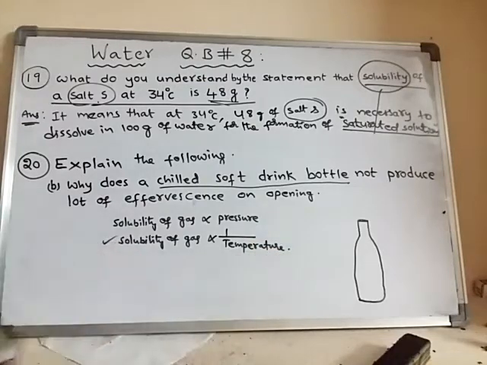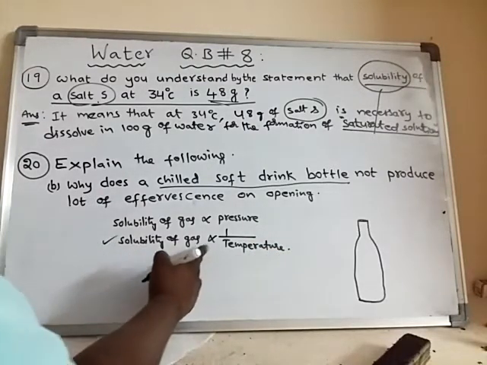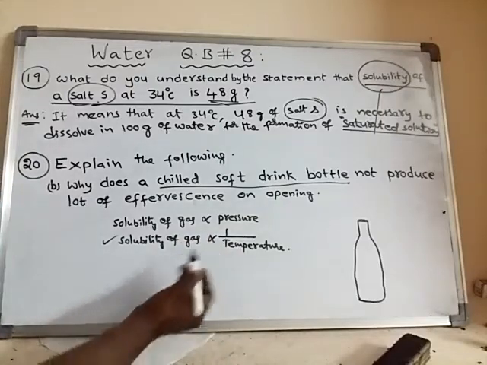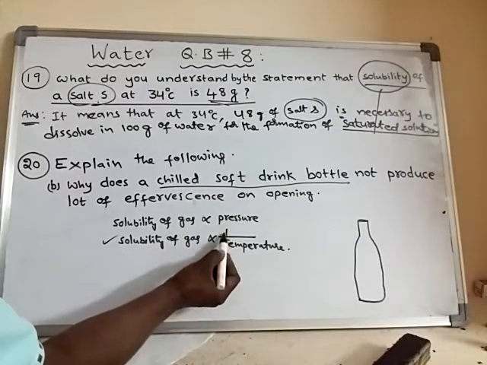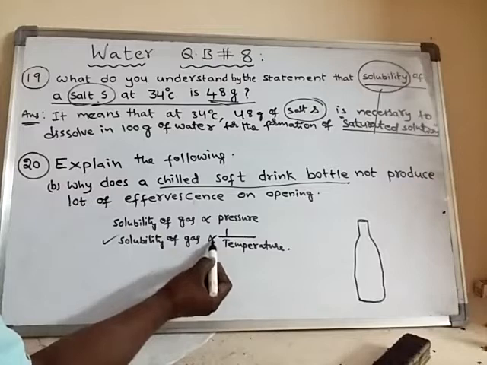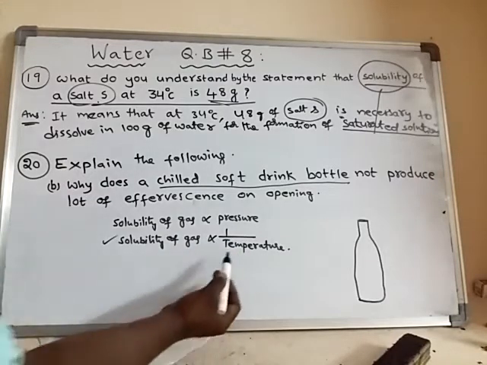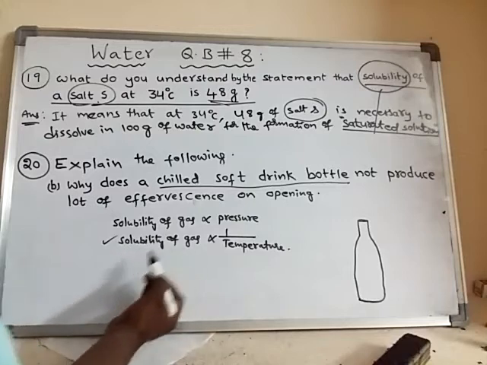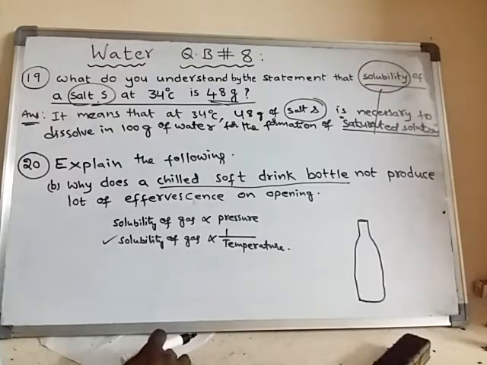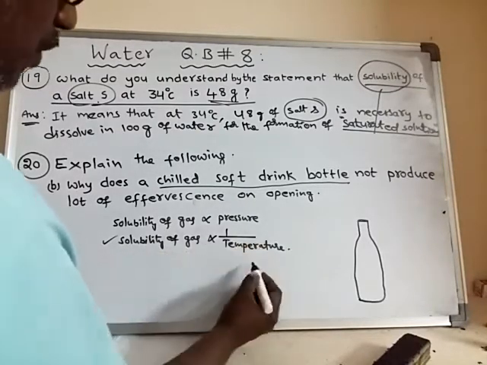What is the meaning of this statement? Solubility of gas is inversely proportional to temperature. So that means here, if you write 1 by temperature, this is the meaning: it indicates that temperature and solubility of gas are inversely proportional to each other. So what is the meaning of this one?